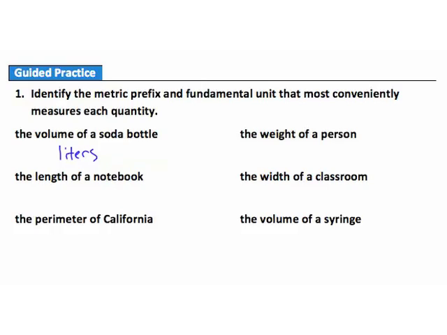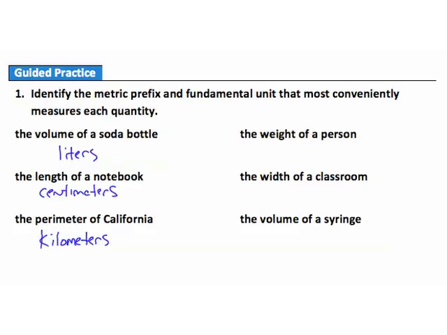Next one, the length of a notebook. Well, the length of a notebook we're going to measure in centimeters. We use centimeters in the metric system very similarly to the way you use inches in the US system. The perimeter of California. Well, if we're measuring all the way around California, we would probably use kilometers. Kilometers are used very similarly to the way that we use miles in the US system.